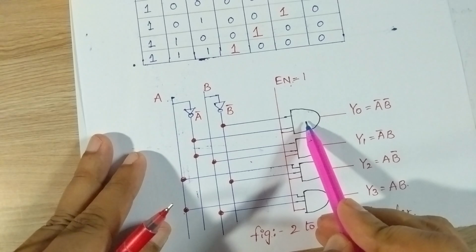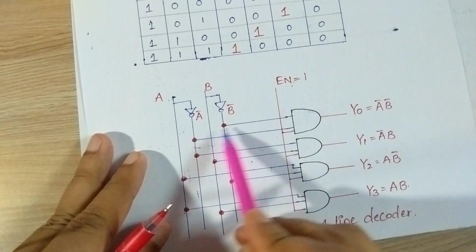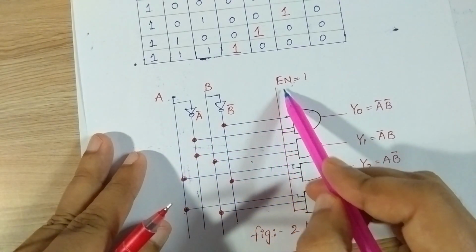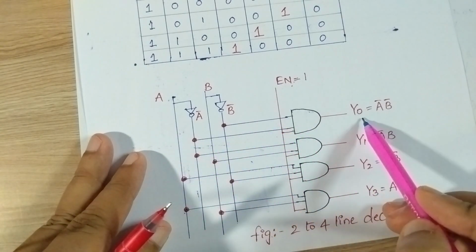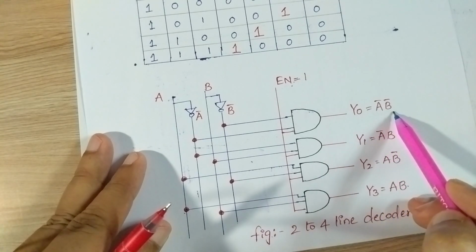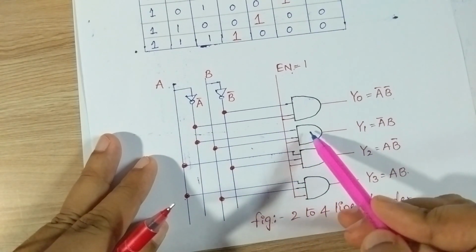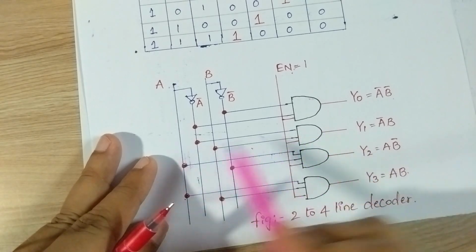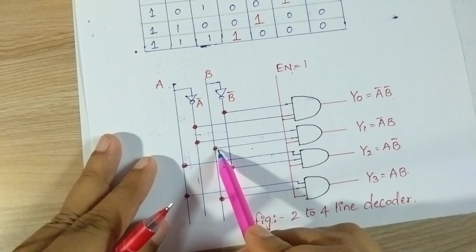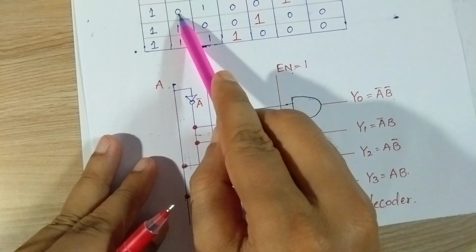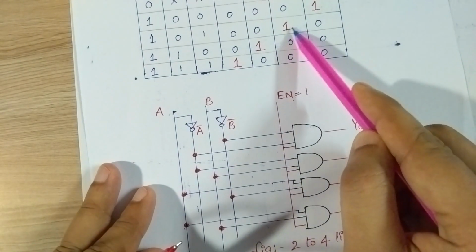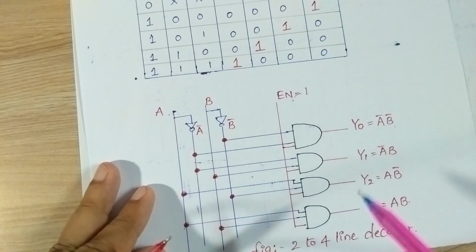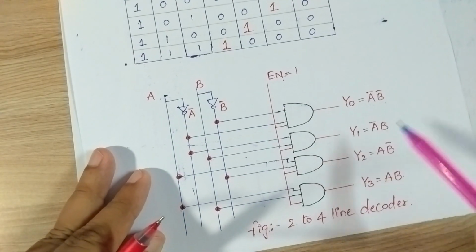For the first AND gate, the inputs are A bar and B bar, and the third input is the enable pin, which is active 1. At that time, Y0 will be equal to A bar B bar. For the second AND gate, the inputs are A bar and B, which represent this row. In this case, Y1 will get active. So Y1 is equal to A bar into B.